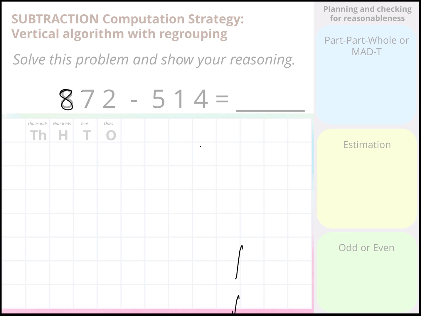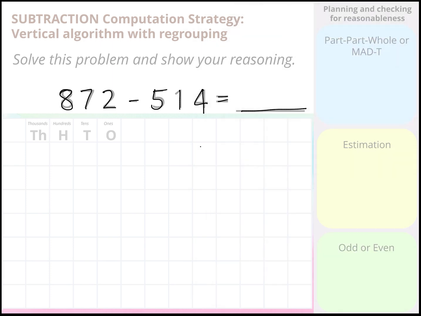We've got 872 take away 514 equals I don't know. Just don't know what happened with those little things there. Okay, all right. I'm going to keep writing.